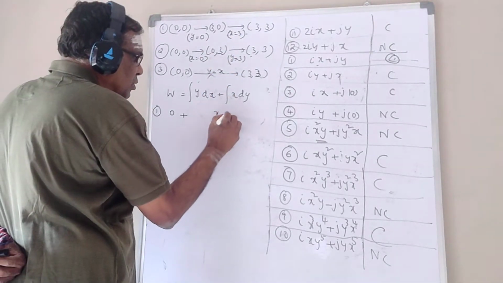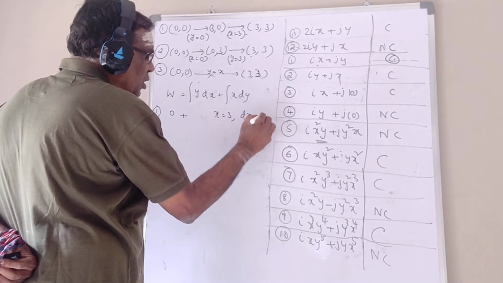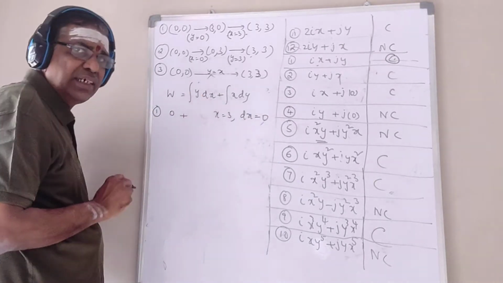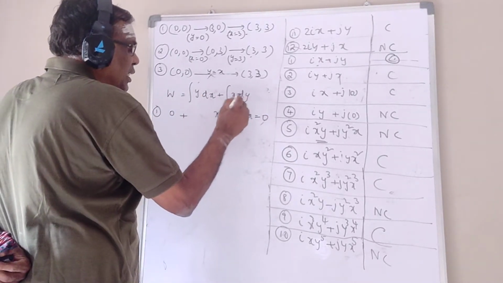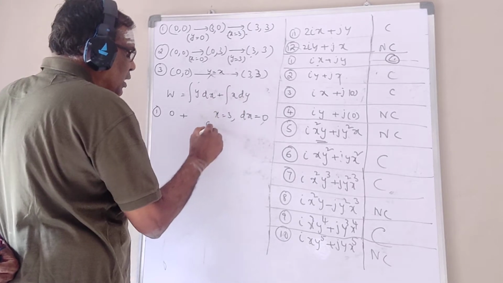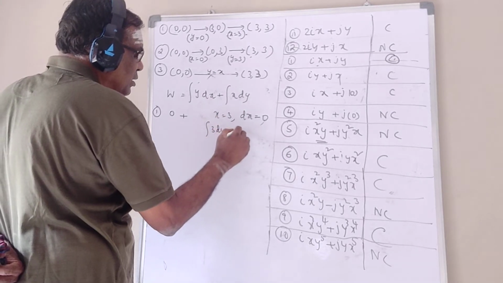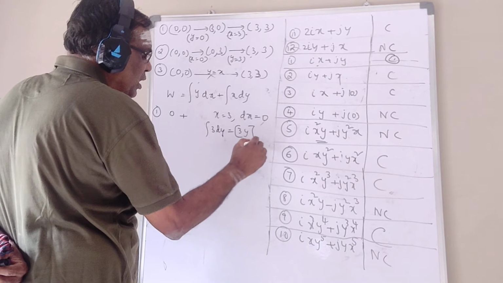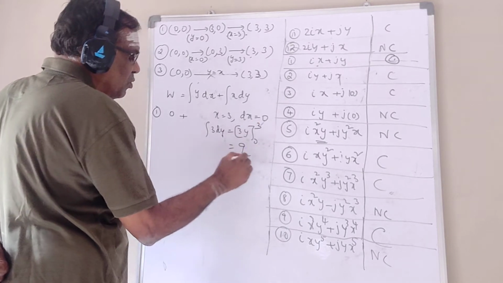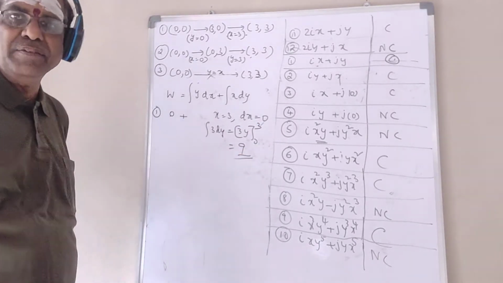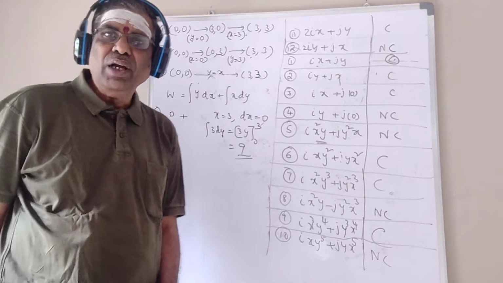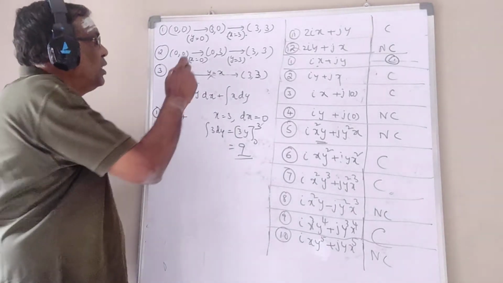I'll write x is equal to 3, therefore dx is 0, so this will get cancelled. And this is 3dy, so the integral of 3dy is 3y, y varies from 0 to 3, therefore the answer is 9 plus 0, 9.